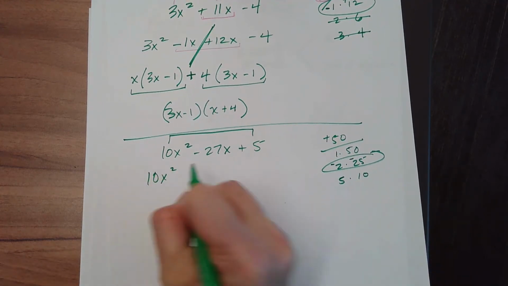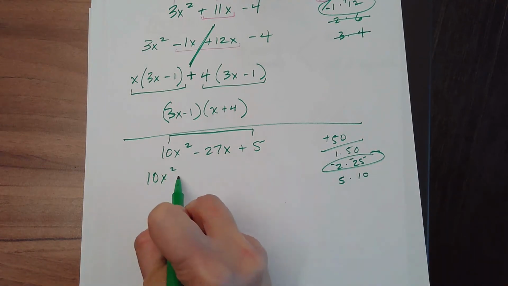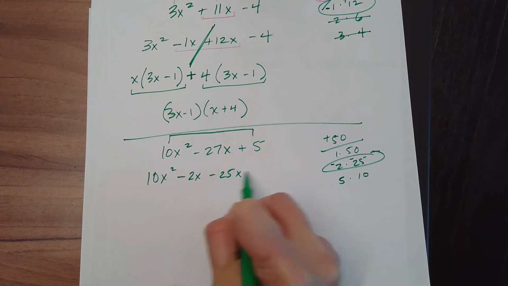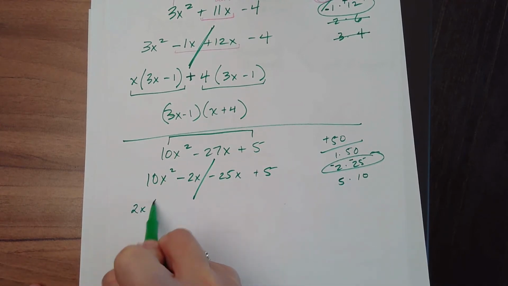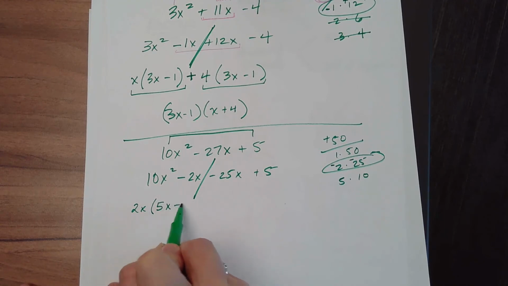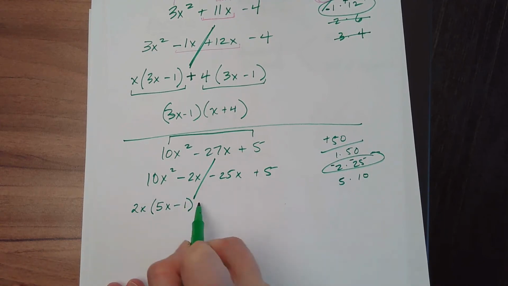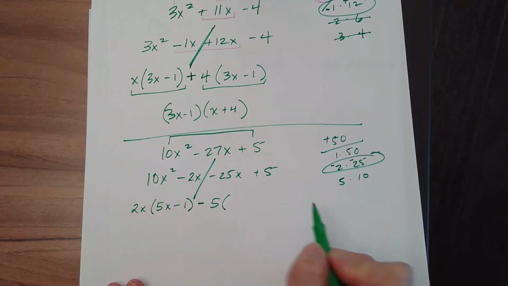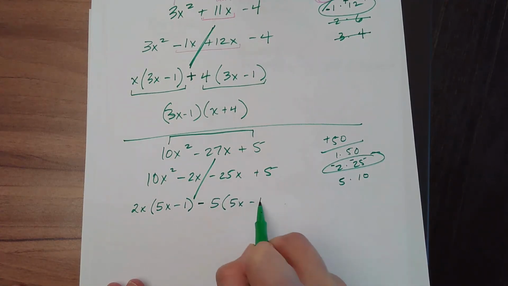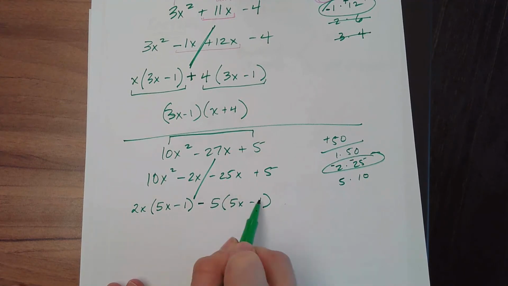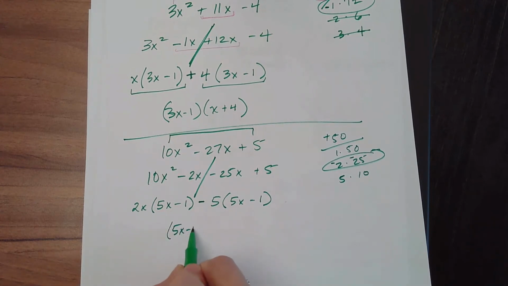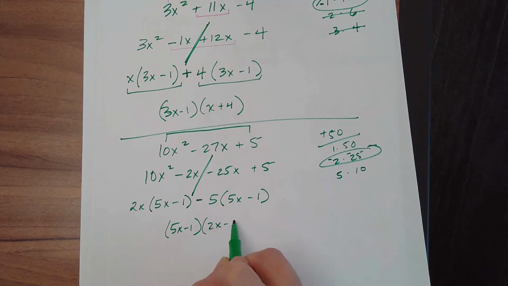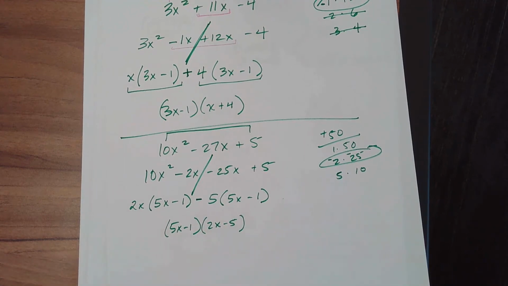All right, rewrite your problem. So 10x squared, I'm going to write as negative 2x and negative 25x. Keep the first and last terms. Cut it in half. Factor out a GCF. So I'm going to factor out a 2x. I'm left with 5x minus 1. Carry down the negative. Factor out a GCF. Looks like it's a 5. Should be x minus 1 that I have left over. You can double check by distributing it out, but it does work. Again, these two parentheses have to be the same. So they both have 5x minus 1, and then 2x minus 5 is my final solution.